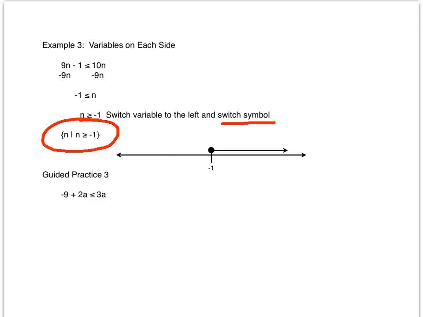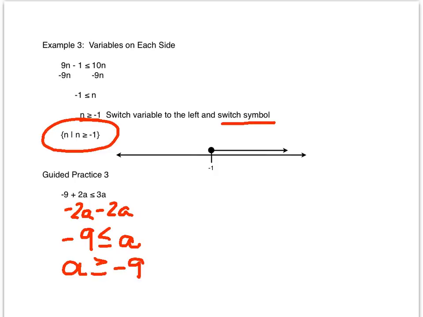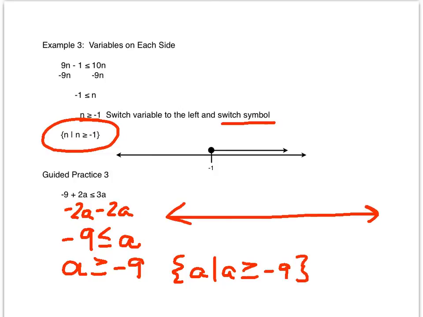Let's take a look at this one together. In guided practice number 3, we have negative 9 plus 2a less than or equal to 3a. Let's get our variables on the same side and subtract 2a from both sides. We get negative 9 less than or equal to a. We need our variable on this side, so we're going to flip our symbol. a is greater than or equal to negative 9, or all numbers a such that a is greater than or equal to negative 9. In order to graph it on a number line, it's going to be a closed circle because negative 9 is included, and all numbers to the right of negative 9 would be greater than or equal to negative 9.